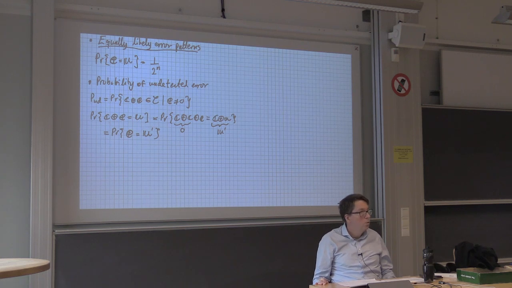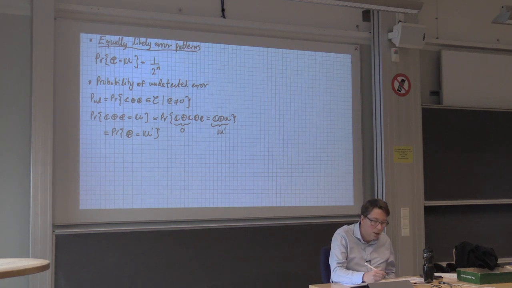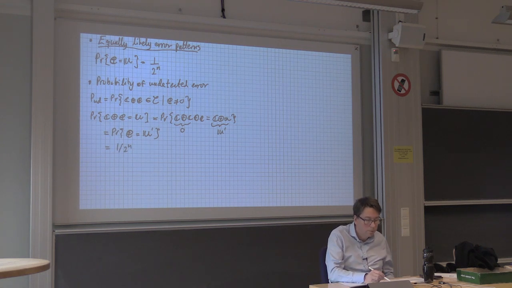Okay. So what do we know about this probability that E is equal to U prime? Well, we know that the probability that E is equal to any pattern U is 1 over 2 to the power of n. So we can actually calculate this as being 1 over 2 to the power of n. Okay.